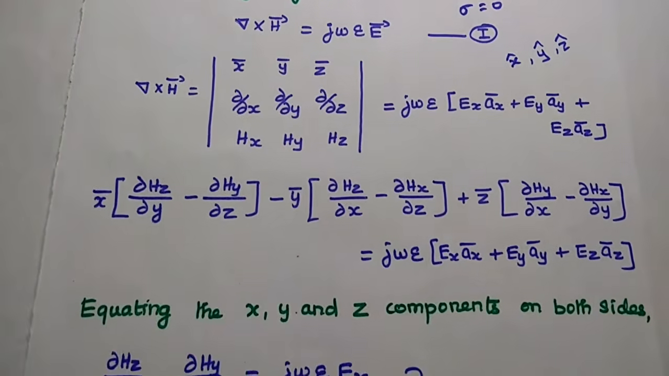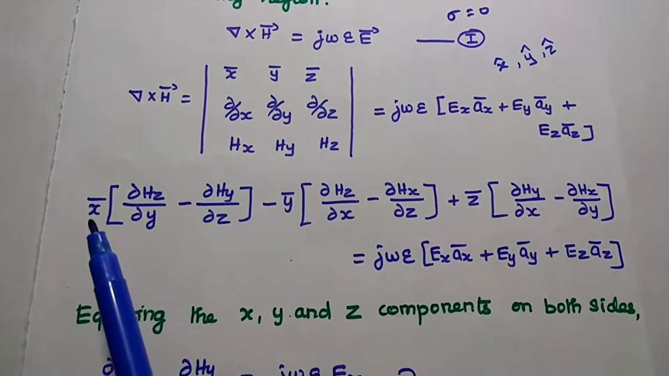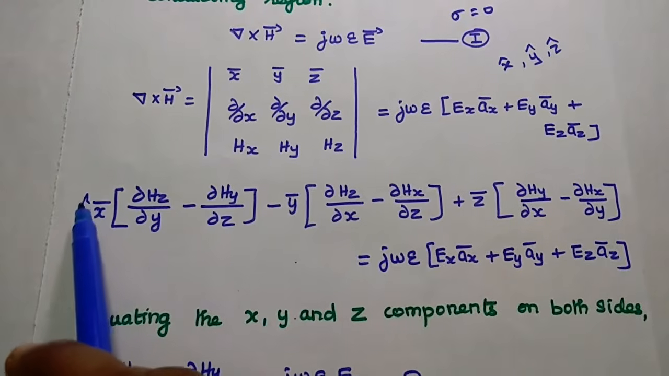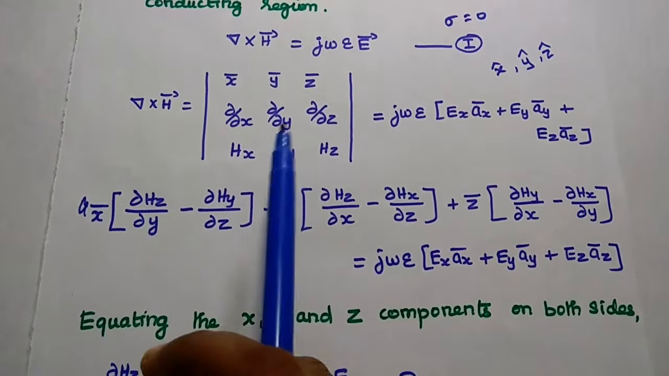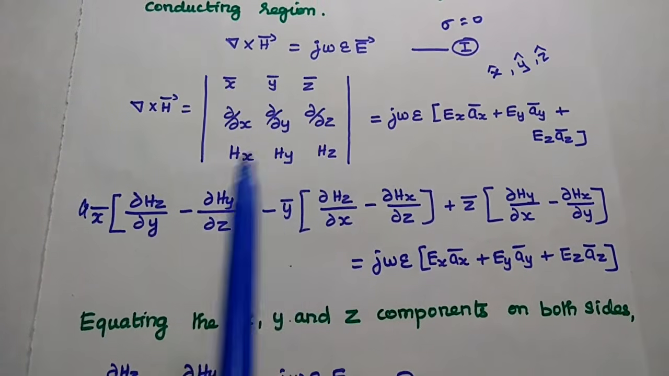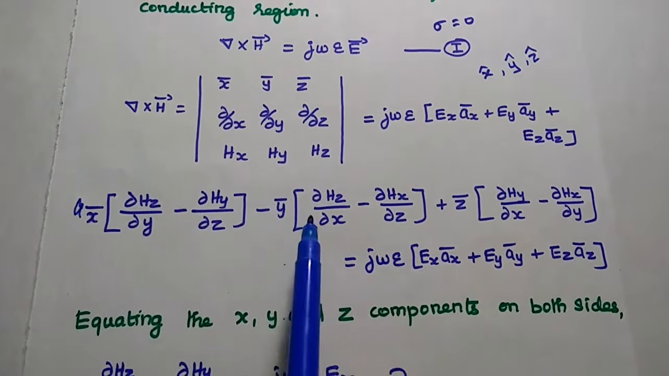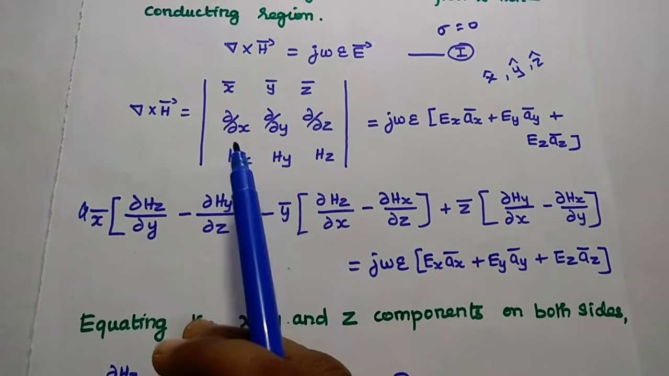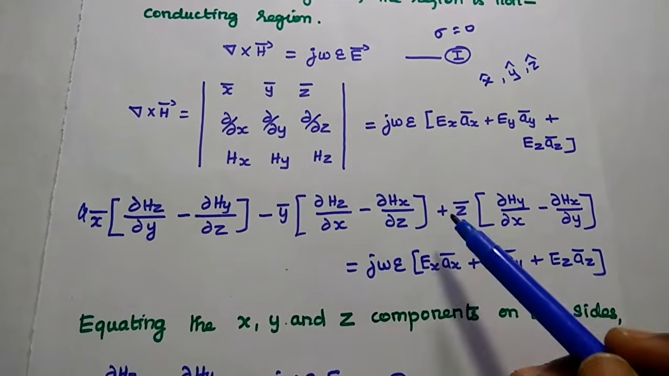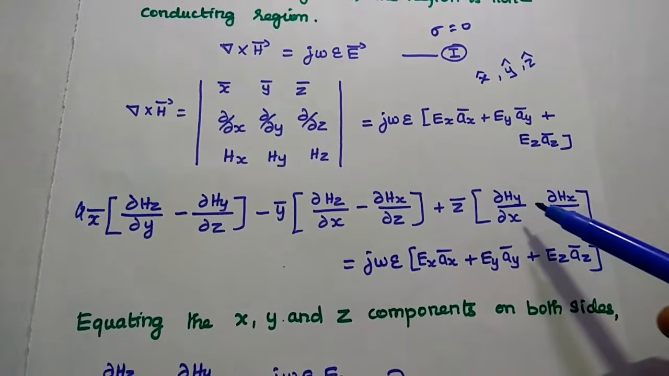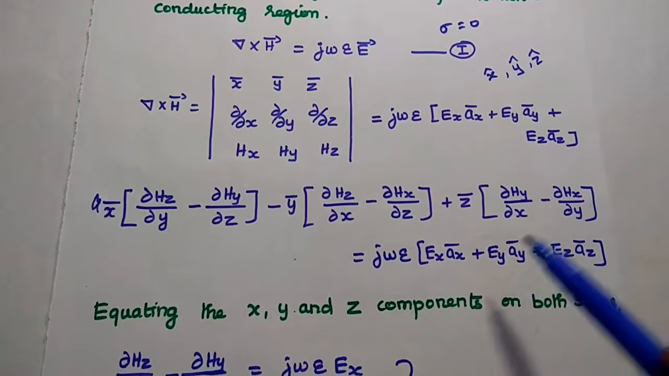Next, for further simplification, we can expand this curl operation. Here x bar is the same as ax bar. So x bar times dou Hz by dou y minus dou Hy by dou z. For the second term, we can write minus y bar times dou Hz by dou x minus dou Hx by dou z. Similarly, we get plus z bar times dou Hy by dou x minus dou Hx by dou y, and that is equal to the right hand side as such.